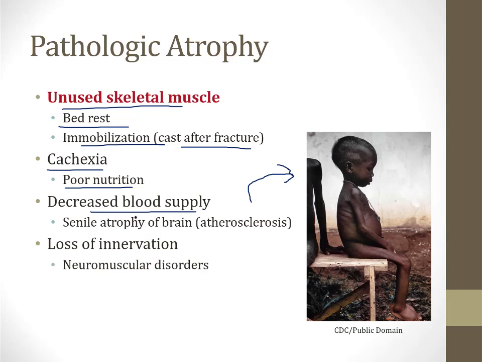One example of this is senile atrophy of the brain. The brains of elderly people are smaller than the brains of younger people. There are many reasons for this, but one of them is believed to be that atherosclerosis leads to decreased blood flow, and that contributes to senile atrophy.